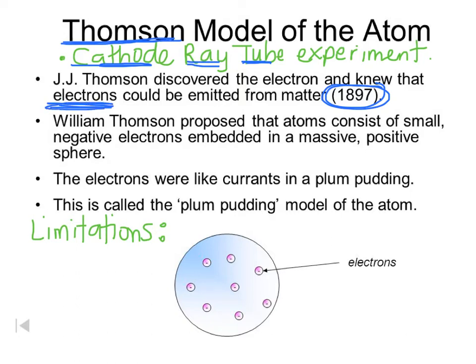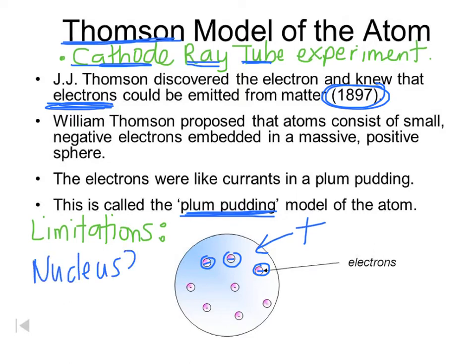And his model is known as the plum pudding model. So what he did is he noticed that there was a deflection because of these negatively charged electrons. And so what he said was that the positive was evenly distributed and then the negative electrons were within that. Kind of looks like a chocolate chip cookie. So the limitations of this are that where's the nucleus? We know that there is a nucleus. We know that the positive is just not some cookie dough evenly distributed. So that was a big limitation of his model.